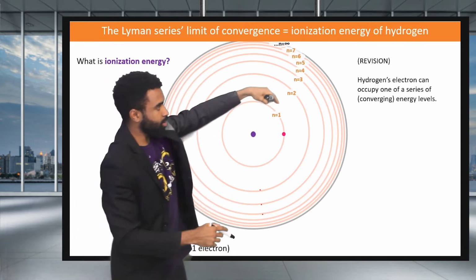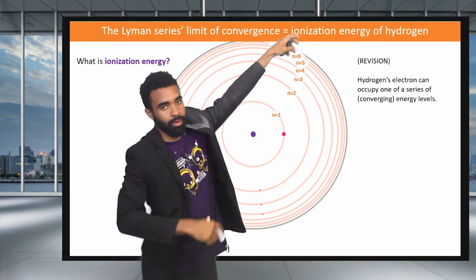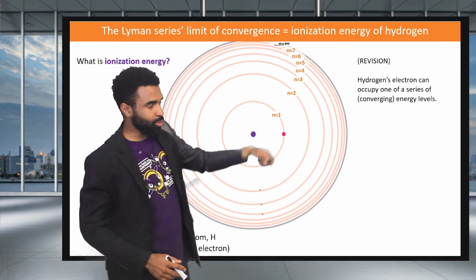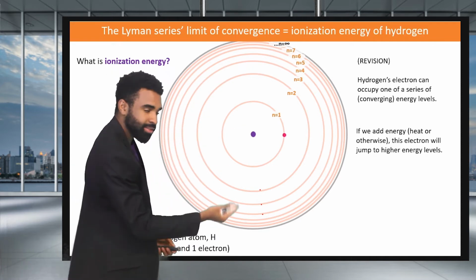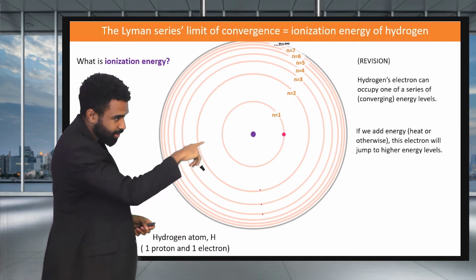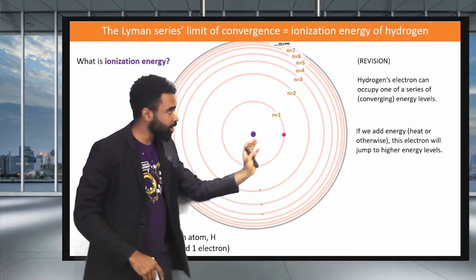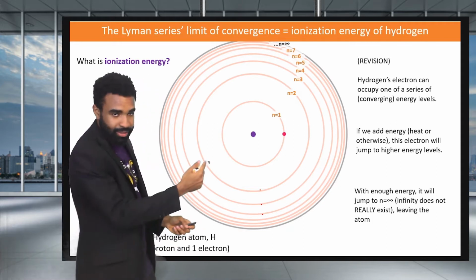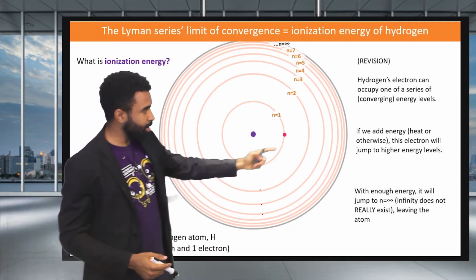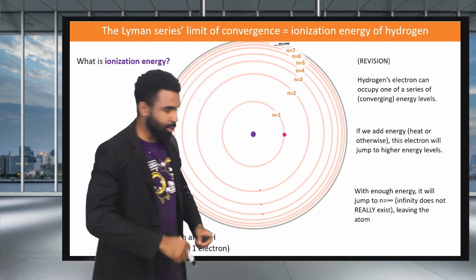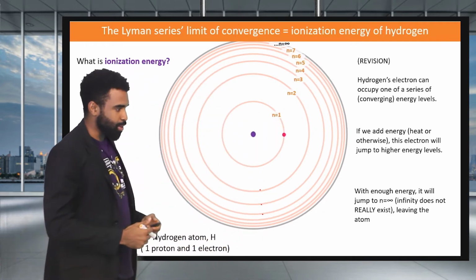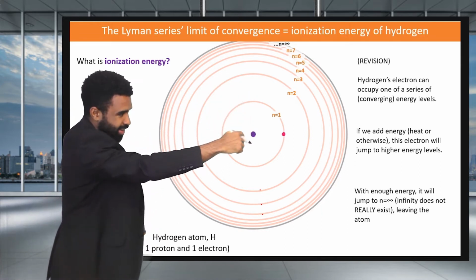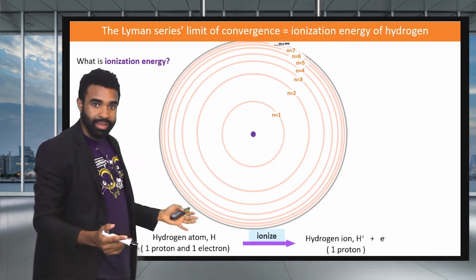And notice that they're converging, so we go 1, 2, 3, 4, 5, 6, 7, 8, 9, 10, 11, they go up and up and up, but they're converging to some point which we call n equals infinity. Now if we add heat or any sort of energy to this electron, it can jump to higher energy levels. It can jump to 2 or 3 or 4 or 5. Okay? If we add enough heat, or if the electron takes up enough heat, it jumps from an n of 1 to basically an n of infinity, which doesn't really exist, but we can still think about it as existing. So it jumps basically to n of infinity, and if it makes that jump, it's basically now left the atom.